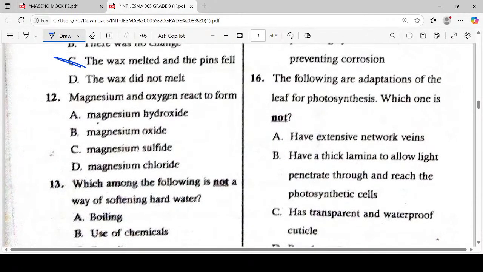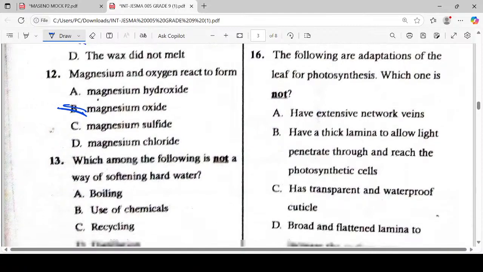Question number 12. Magnesium and oxygen react to form what? These ones are magnesium hydroxide, no. Magnesium oxide, yes, so that's very true. Magnesium sulfide is magnesium and sulfur. Magnesium chloride is a reaction between magnesium and chlorine.